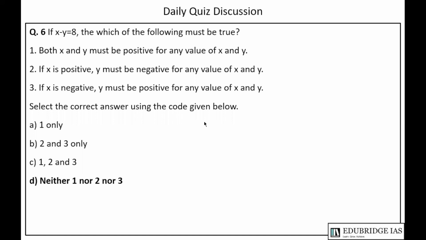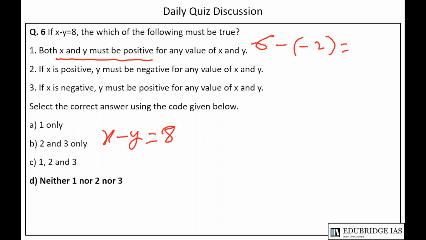Next question is, if x minus y equals 8, which of the following must be true? Let's look at the first statement: both x and y must be positive for any value of x and y. It is not true, because if x is 6 and y is -2, then this minus and minus will become plus, and the value will be 8. So the first statement is wrong.